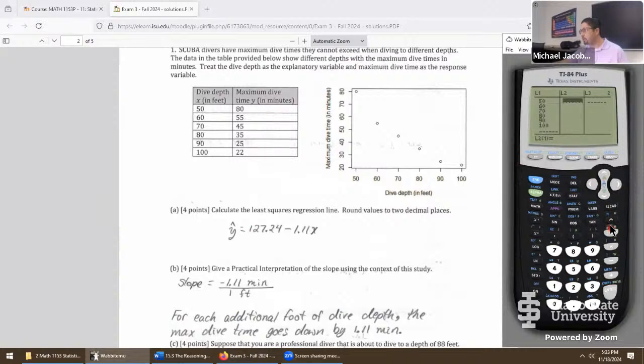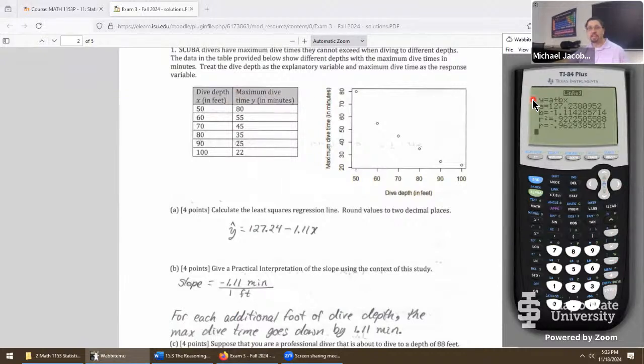And then for L2, we go 80, this is a little bit more random, 80, 55, 45, 35, 25, and 22. Okay, I don't know how legit those numbers are. Scuba diving is a dangerous and precise science, so definitely don't run with that data. But now that's in the calculator, hit stat again, move over to calculate, and I believe we're on option number 8, linear regression. So after you get to this stage, the calculator is going to spit out this information.